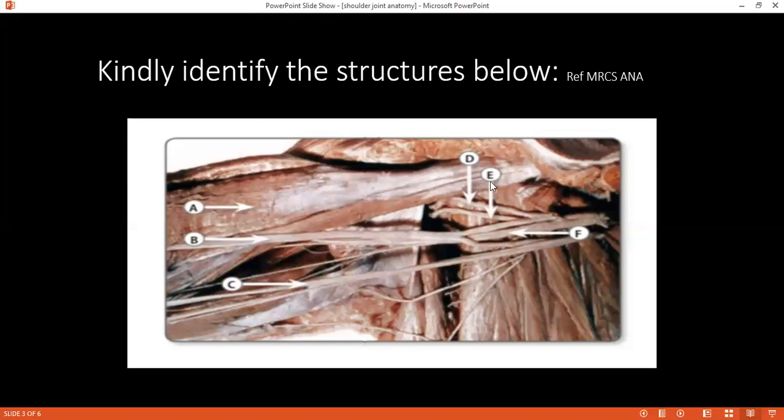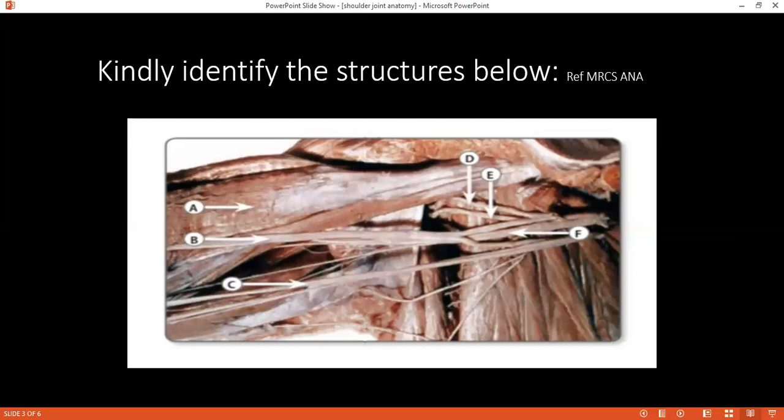Yes. Okay, and then E, please. E, I don't know. Could that be the axillary nerve? Axillary nerve. What is the dermatome of the axillary nerve? C5, C6. It supplies which muscles? Deltoid and teres minor. Teres minor, yes. All right.